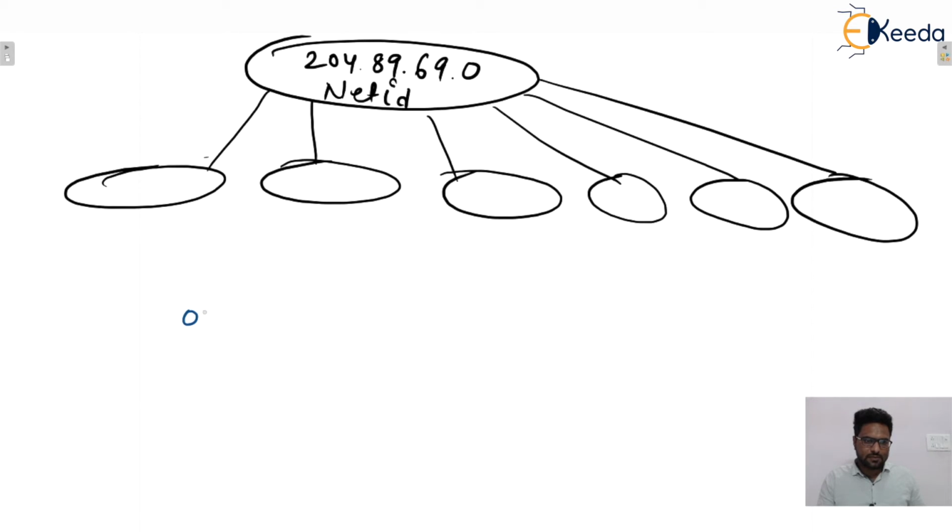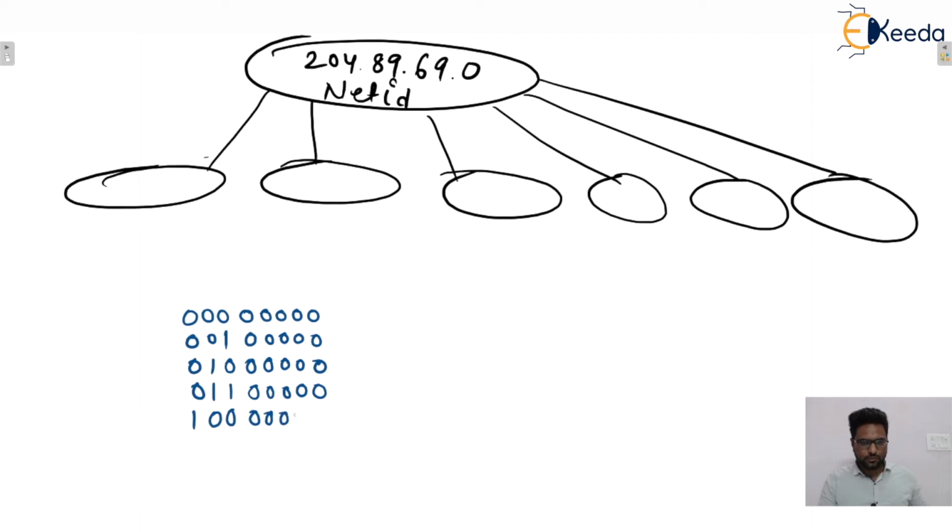In the last octet, we can say 00000000. Next 00100000, then again 01000000, then again 01100000. Similarly 10000000, similarly 10100000, then 11000000, and all ones 11100000. So we can say that these are the subnets, isn't it?